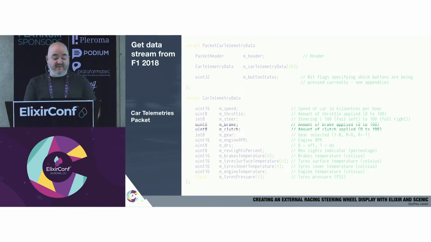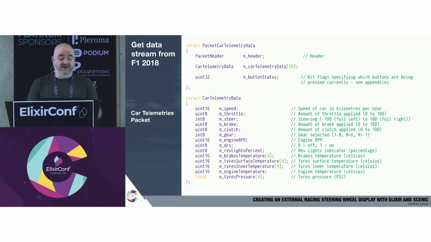We have our speed in kilometers an hour. We have what gear we currently are in. These are all integers, so reverse, for example, is -1. Then we have our DRS. It's basically a flap in the back that opens up in the rear wing to make you go faster over the straights to help in overtaking.